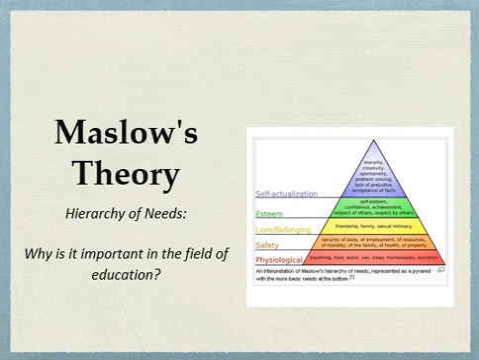The top 3 levels are growth needs and can only be achieved after our basic needs have been met. They include our sense of belonging and love, our self-esteem and respect for others, and lastly, the top layer of self-actualization. Many people never reach the level of self-actualization.